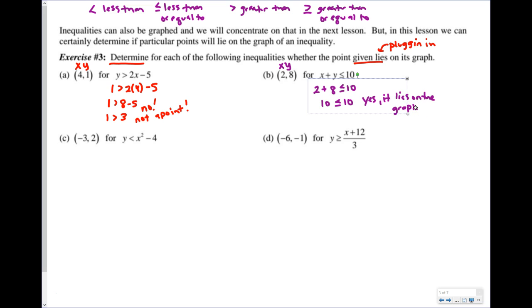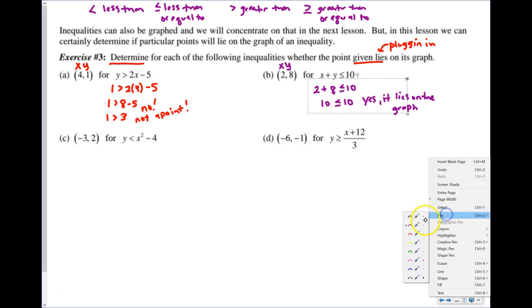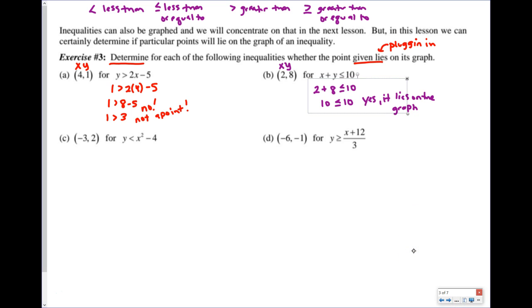Okay. You can try the next two on your own if you want to pause and try. Remember to simplify correctly. Be very careful with your signs and how you read your inequalities. Okay. Letter C. Negative 3 is my x and 2 is my y. So instead of a y, I'm going to plug in 2. And instead of an x, I'm going to plug in negative 3, and I'm going to use parentheses because I'm going to be very careful.